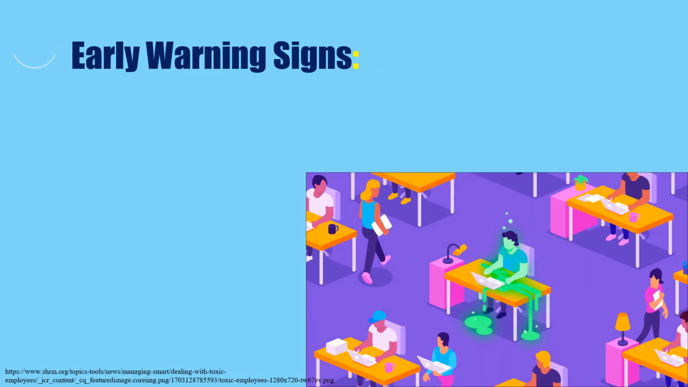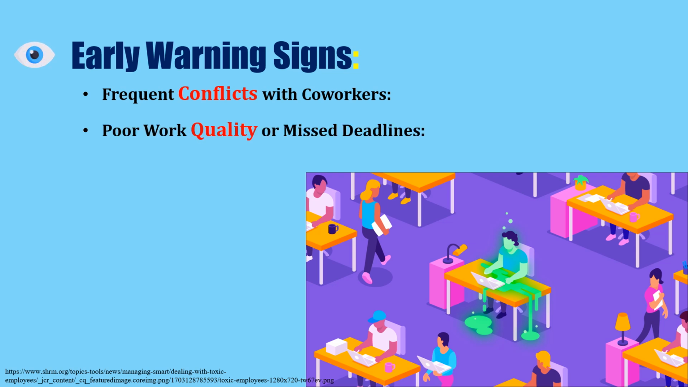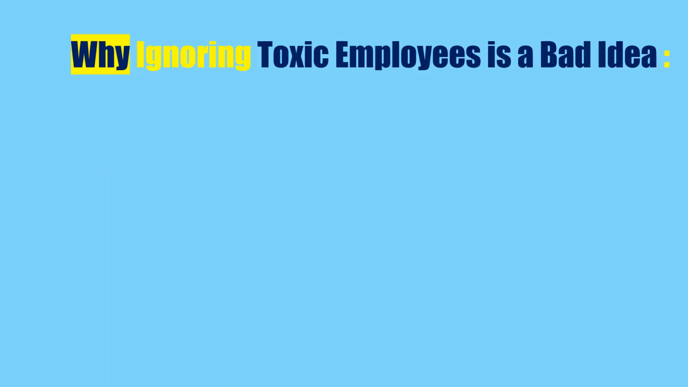Early warning signs: frequent conflicts with co-workers, consistent involvement in arguments or disputes, indicating poor interpersonal skills. Poor work quality or missed deadlines: subpar performance and inability to meet deadlines and team goals. Lack of accountability: avoiding responsibility and blaming others for mistakes, showing a lack of integrity.